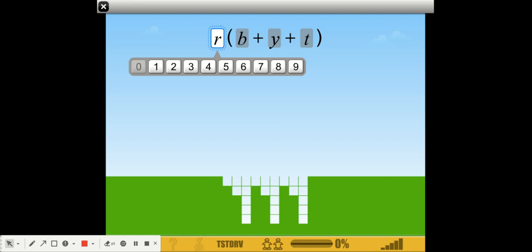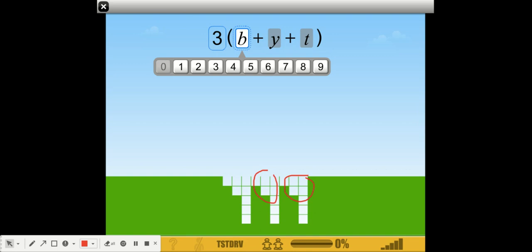So to find R, which is telling us how many times we're multiplying this whole set of B plus Y plus C, R is telling us how many times we're multiplying that. So we can see that there are 1, 2, 3 identical sets of units. So that means our R is going to be 3.